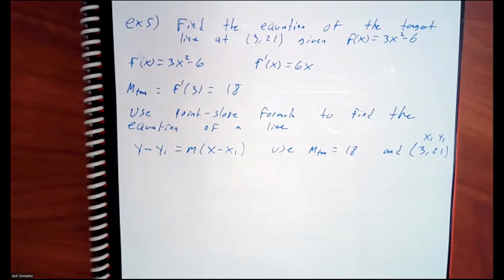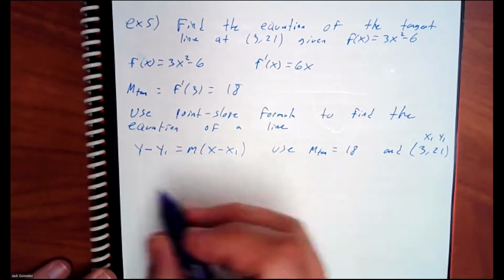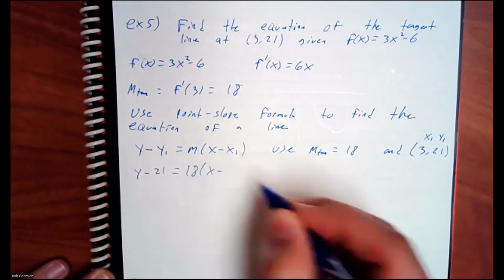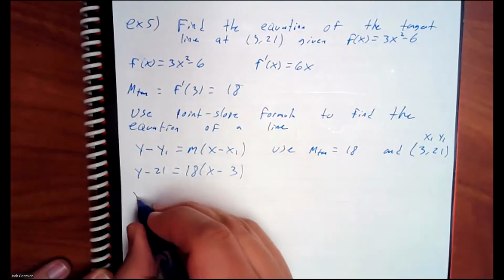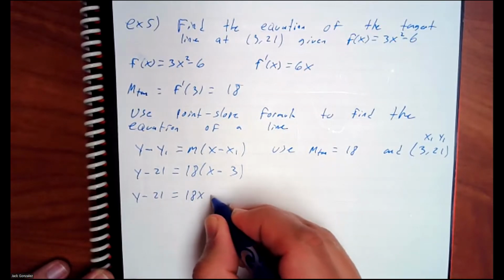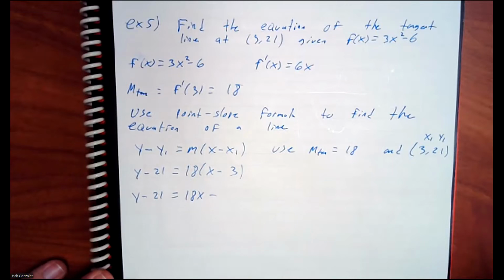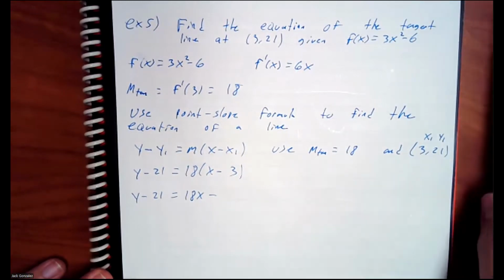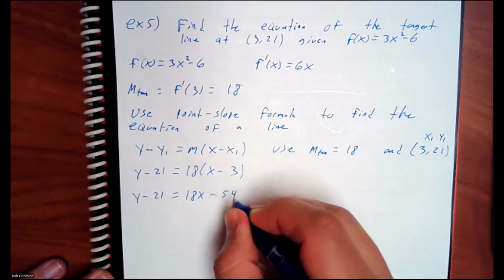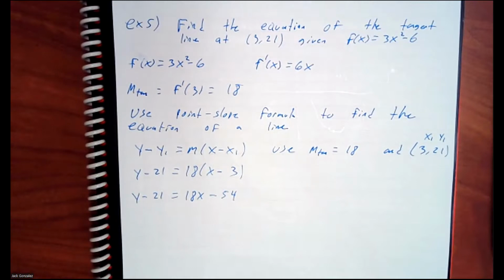Any questions so far? So plug it all in. y minus 21 equals 18 times x minus 3. Isolate y in just a moment. Distribute the 18. What's 3 times 18? 54. So now add the 21 over.